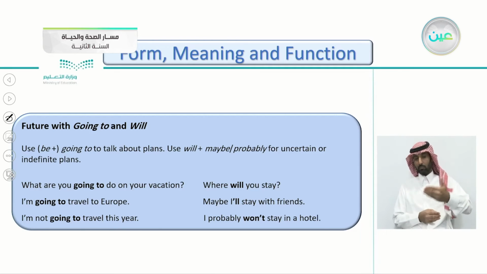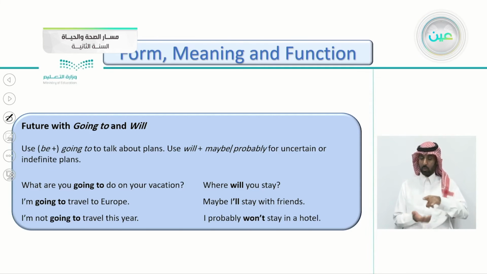So be plus going to, something that you planned 100%. Will and maybe and probably, something that you're not sure you're doing, you are uncertain. For example, here when you say, What are you going to do on your vacation? The first example here. Where will you stay? I'm going to travel to Europe.